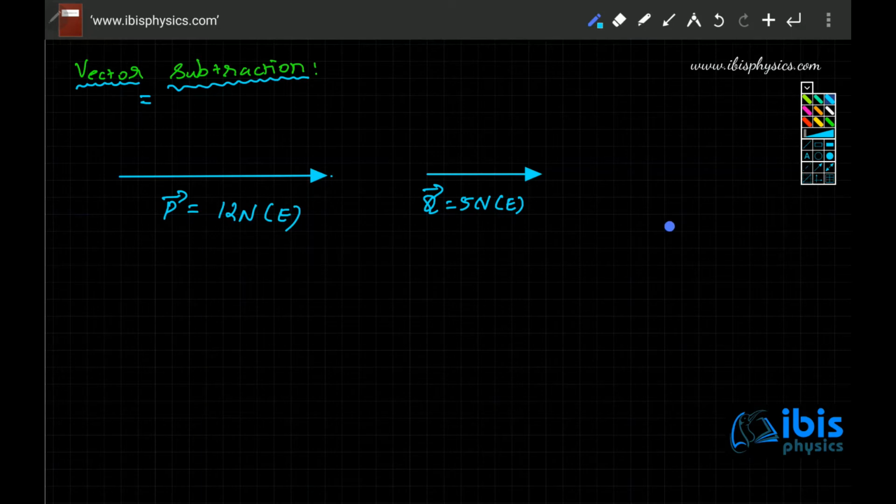But what we essentially need to find is the difference vector. The difference vector is p vector minus q vector. P vector minus q vector can be written as p vector plus of minus q vector. That means you are essentially adding two vectors but adding the negative effect of the second vector. How is that? This is p vector, this is q vector.